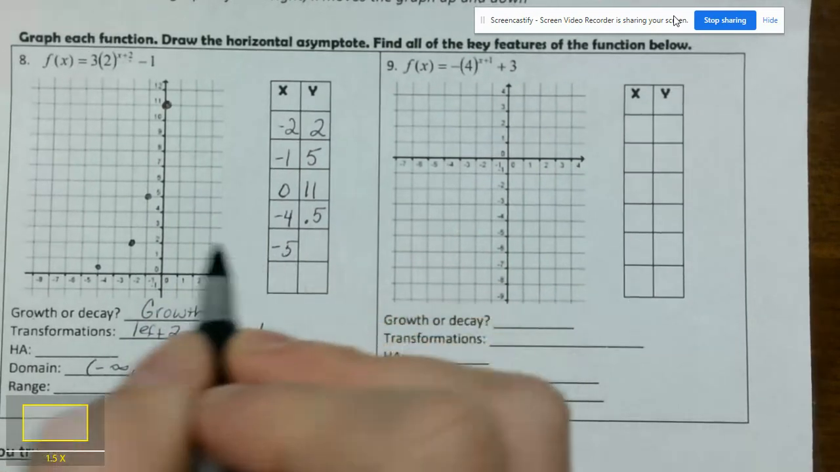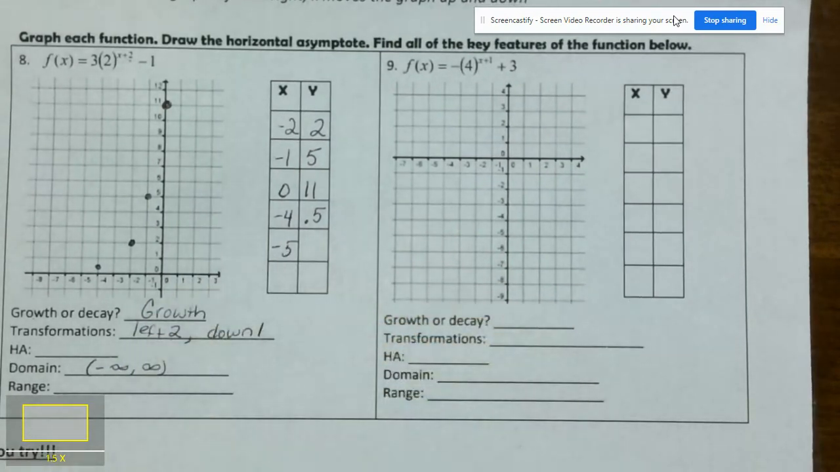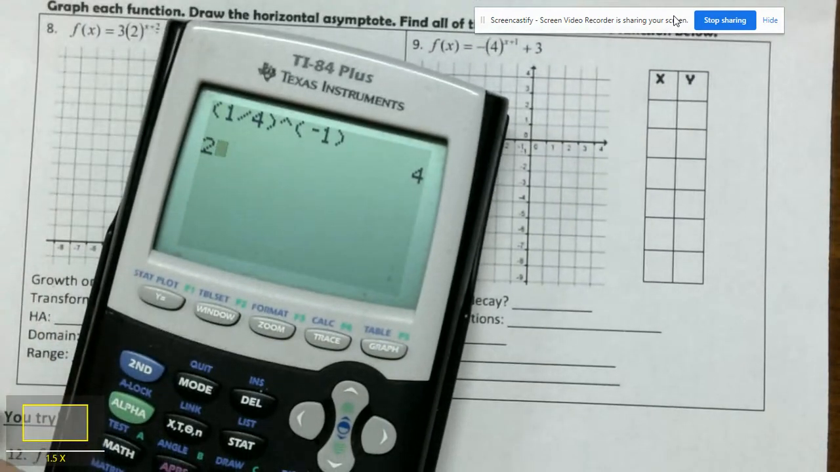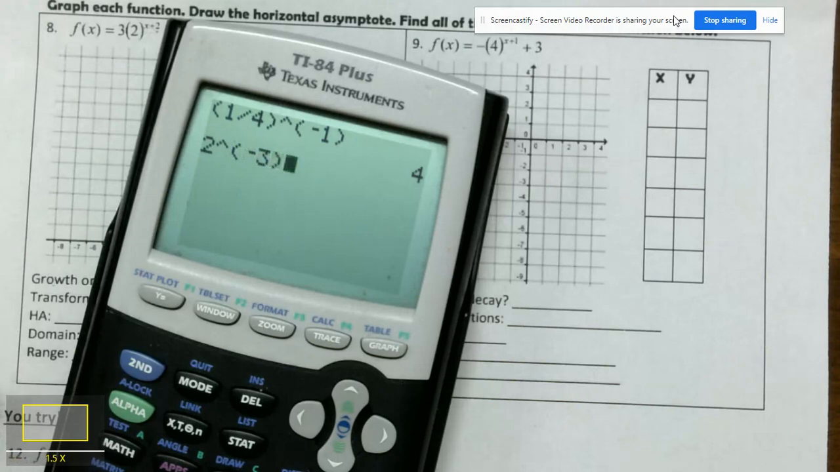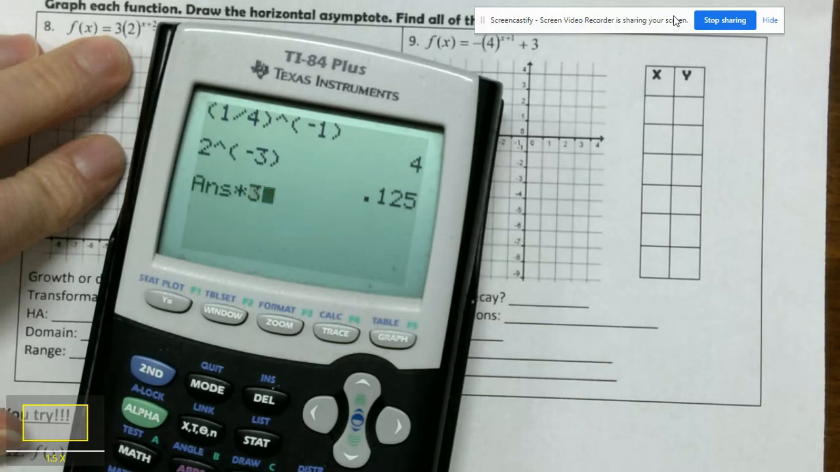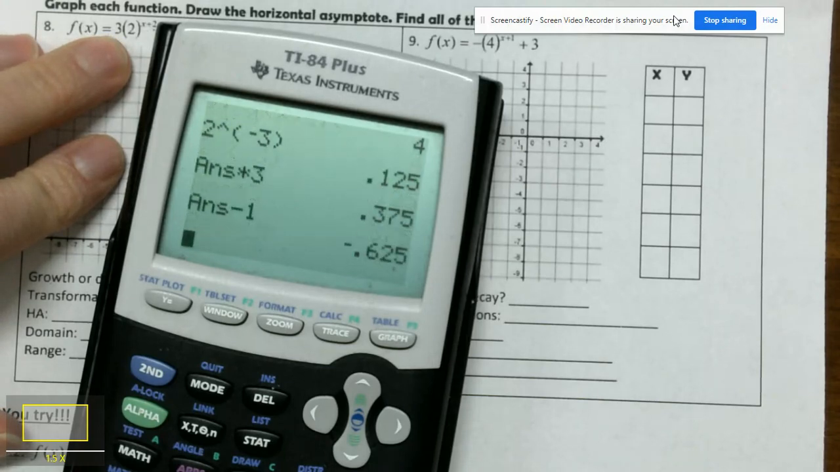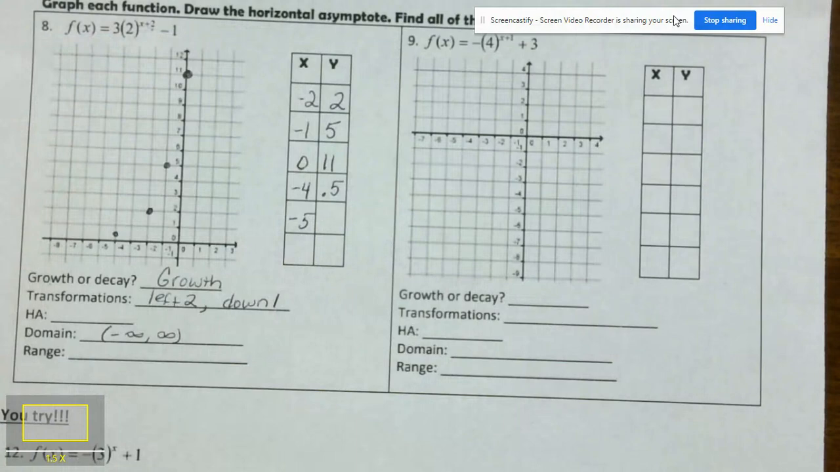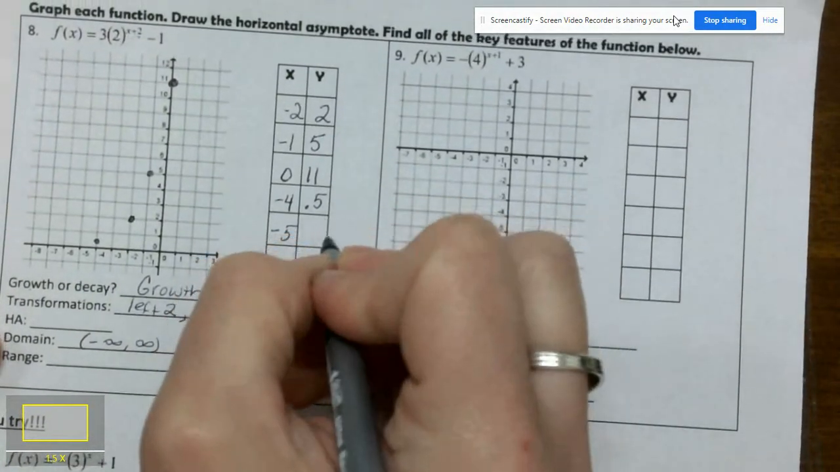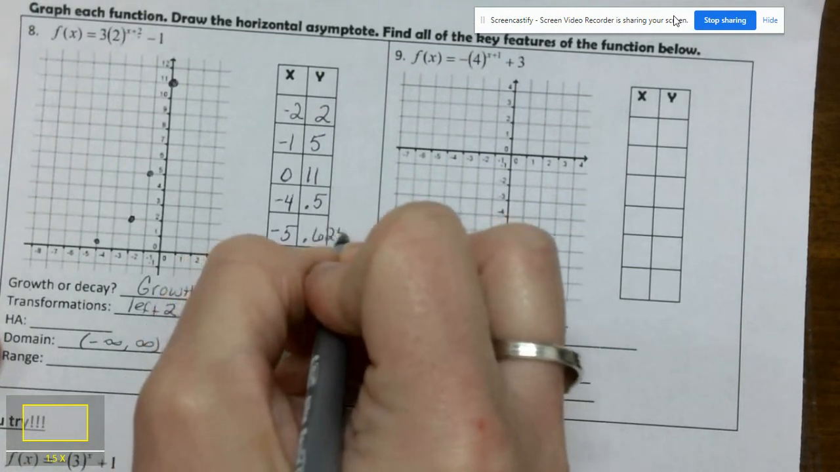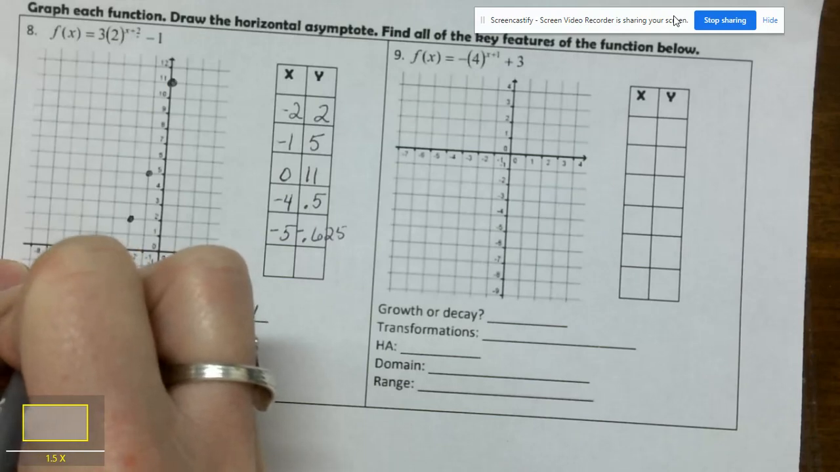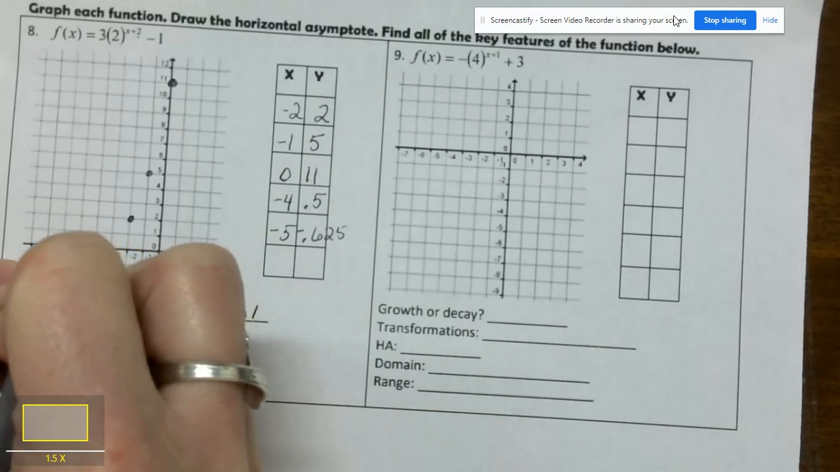Now if I put in negative 5, then negative 5 plus 2 is a negative 3. Let's see what 2 raised to the negative 3 power is. That's 0.125. Okay, times 3, and then minus 1. That gives me negative 0.625. Okay, so that's negative. So that means I'm going to come down here to negative 0.625.